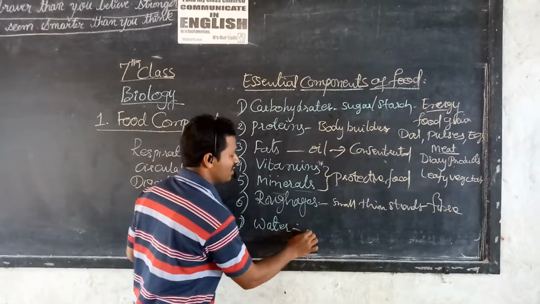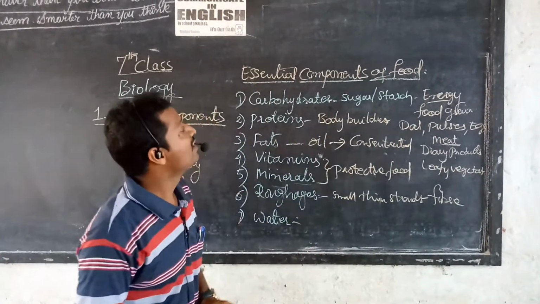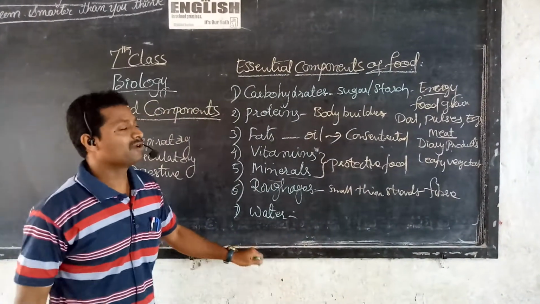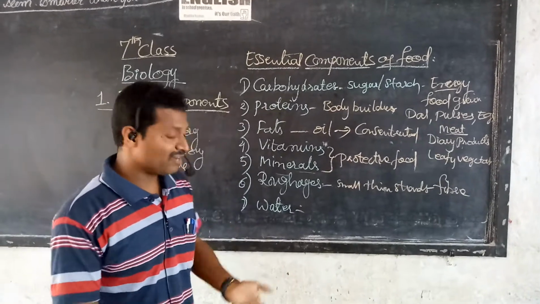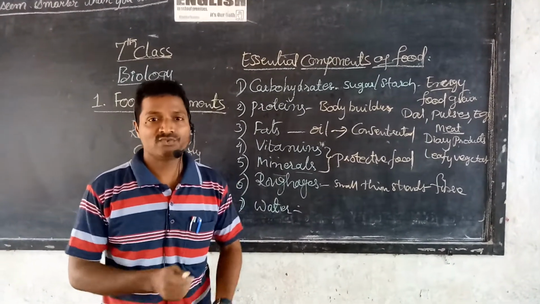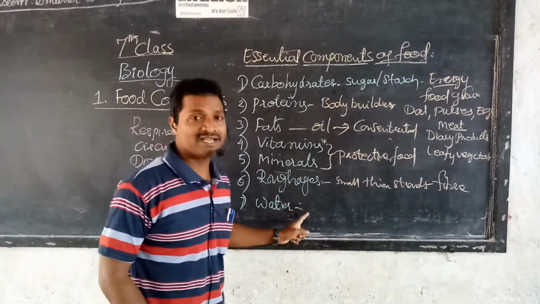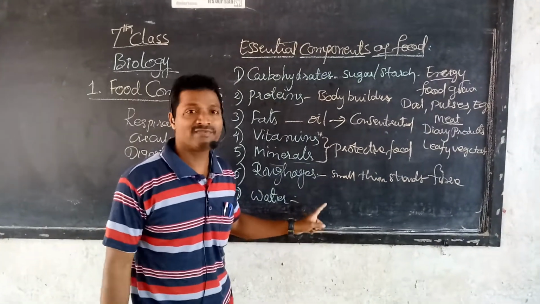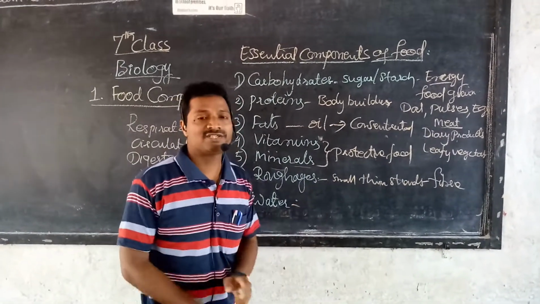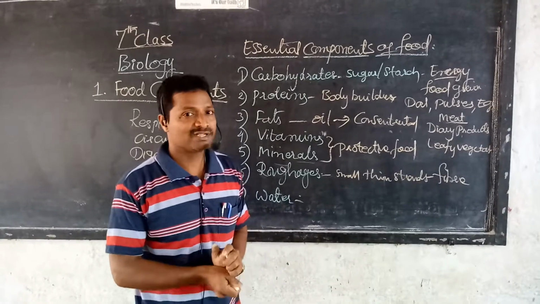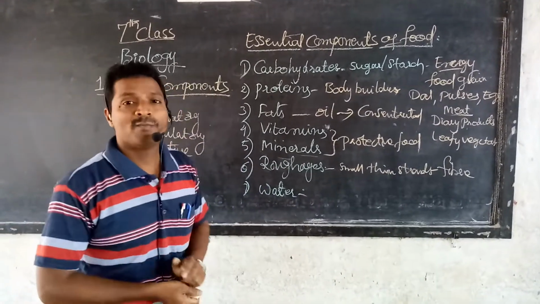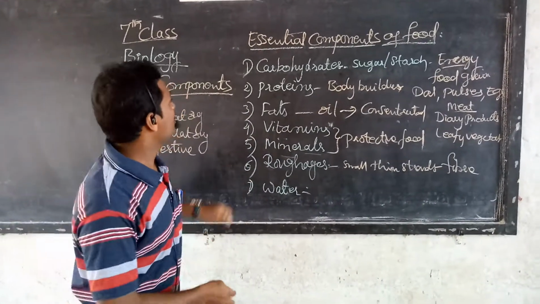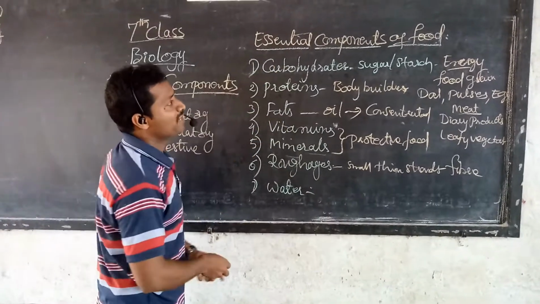And finally, water. Water is also a very important essential component of food. Why? 70% of our body is filled with water. This water helps in the digestion of food, absorbing nutrients from the food, blood circulation, and oxygen supply. For all these functions, water is very important. That's why we have to take plenty of water. So these are the essential components of food.